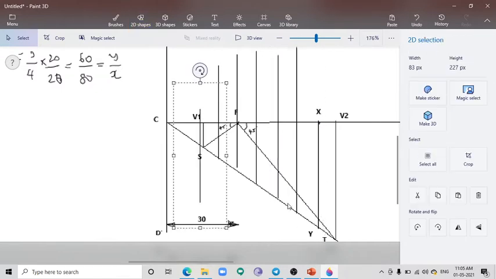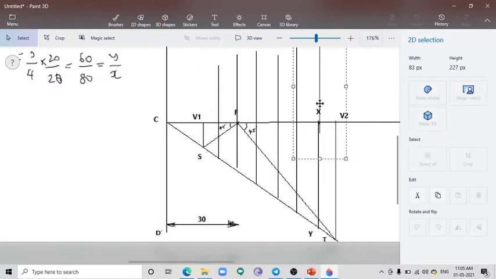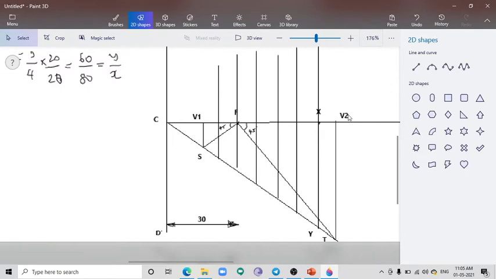Fifth division. Sixth division. Sometimes you may get up to 9 to 10 points, so that's not a matter. The only thing is the distance between all the divisions should be 10 mm and it should be equal.